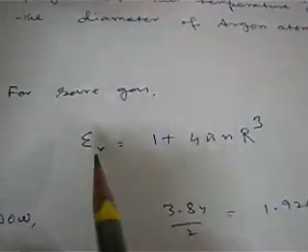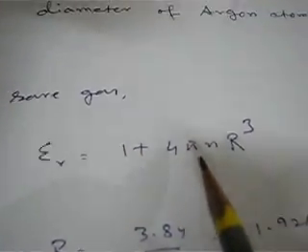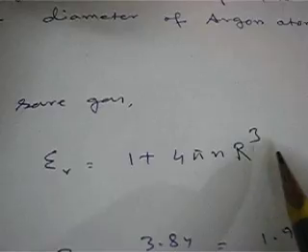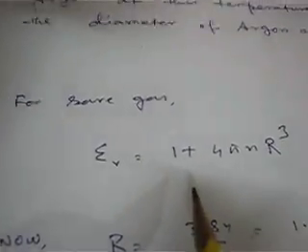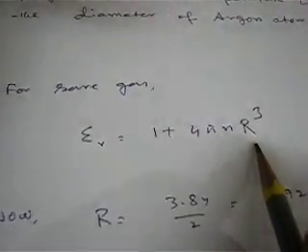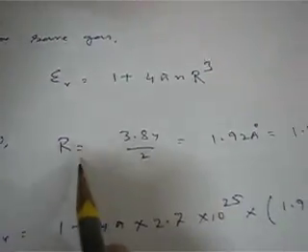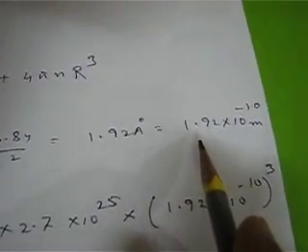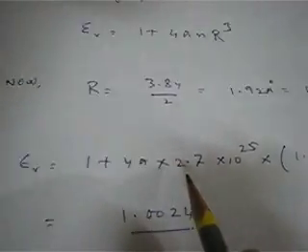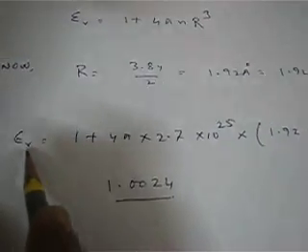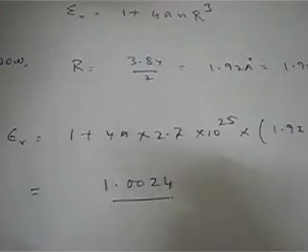Here you will use this relation: epsilon r, the dielectric constant, equals 1 plus 4 pi n into capital R cube. This is the essential relation for a rare gas. Argon is a rare gas. R is the radius of the argon atom. The diameter is given, so the radius can be calculated. It is expressed in meter. Putting this value of R over here, we will calculate the value of epsilon r, and it is found to be 1.0024.